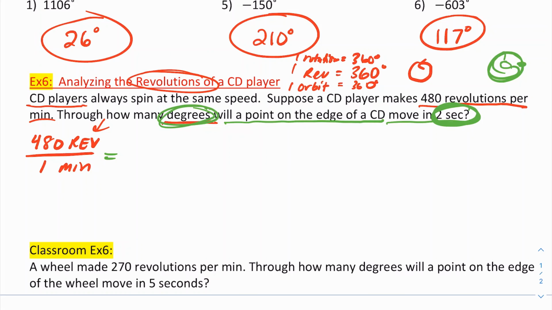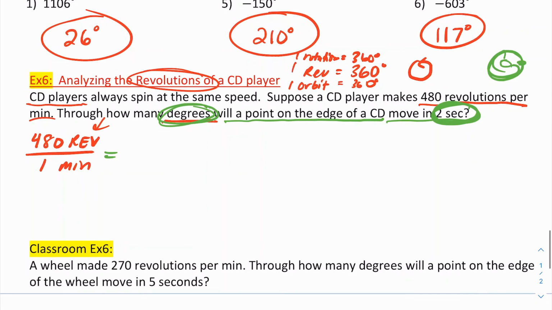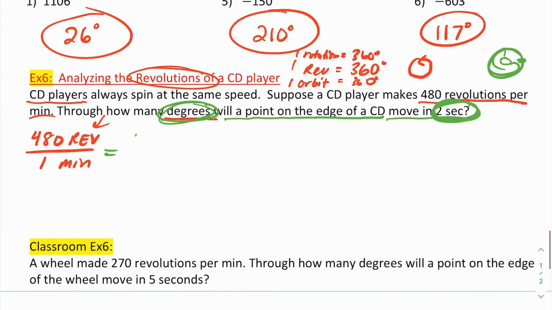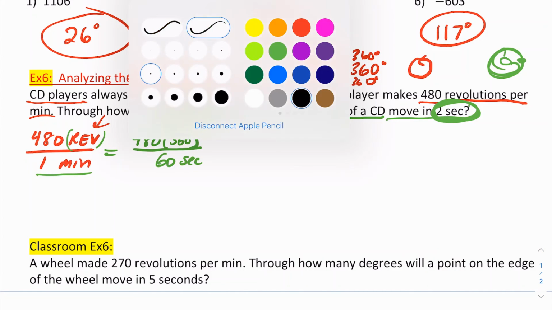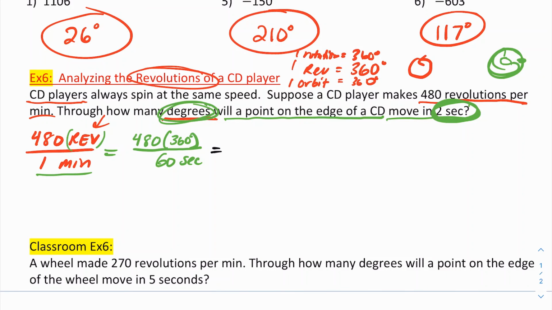So in order to do that, we're going to make some conversions. So the first thing we want to do is that a revolution really means 480 times 360, because there's 360 degrees, and one revolution is the same thing as 360, and 1 minute is 60 seconds. So now we're in degrees and seconds. So at the top, we have 172,800 degrees, and at the bottom we have 60 seconds.